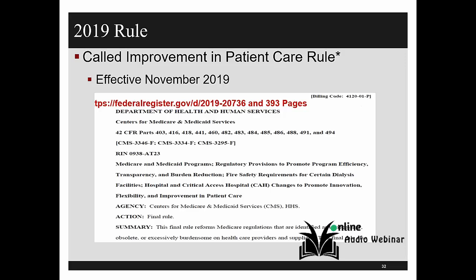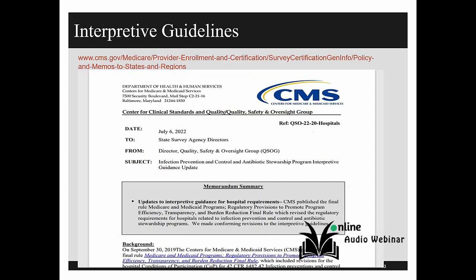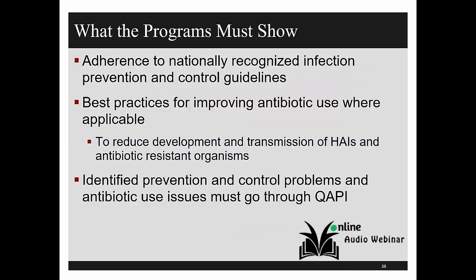Back in 2019, CMS put together two rules. There was one called the Improvement in Patient Care Rule. It was very long. It went into effect in November of 2019. But the problem was what they talked about, infection prevention and control. And yes, this is the same slide I showed you before. But what your program has to show is you're sticking with national guidelines on infection control.